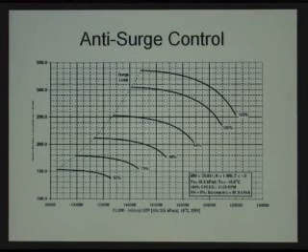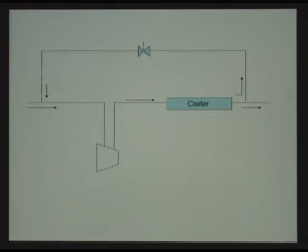But if you need to have process variability, then what you end up doing is you have what's known as a surge control loop or an anti-surge loop, which is just a recirculation through a control valve that takes gas from the discharge and puts it back into the suction so that it keeps the compressor on its performance map.